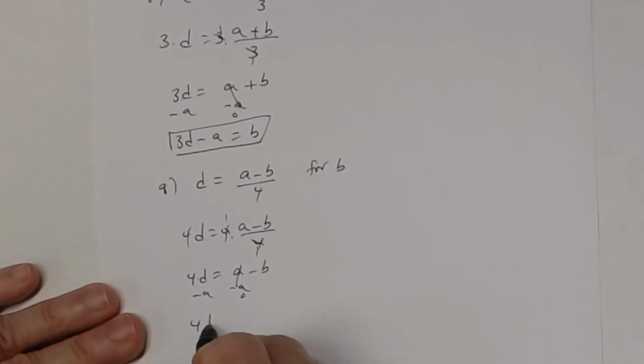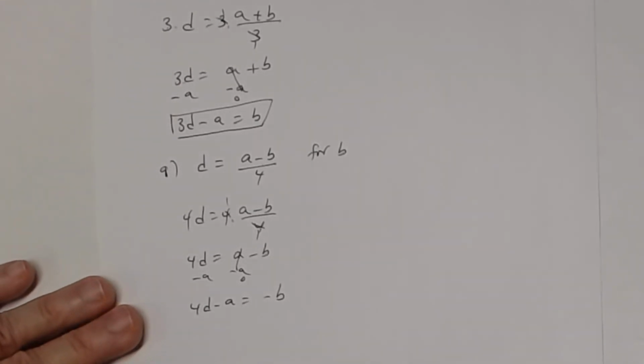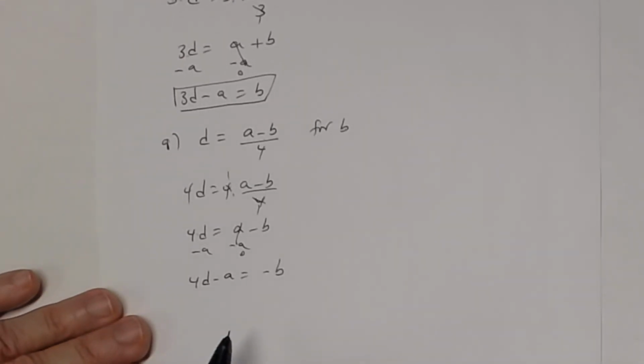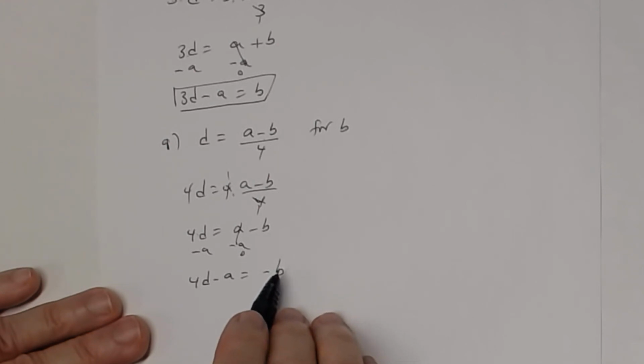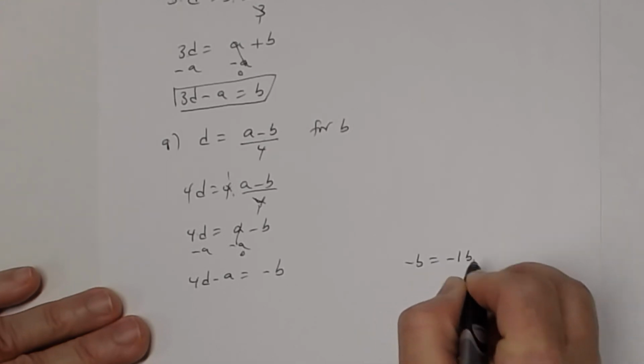So I get 4d minus a is equal to, now be careful, remember, this is 0 minus b. 0 minus b is a negative b, so that negative stays with that b. So just be careful. Now, you want to get b by itself. This is a negative b. Now remember, negative b means the same thing as, say, negative 1 times b, right?